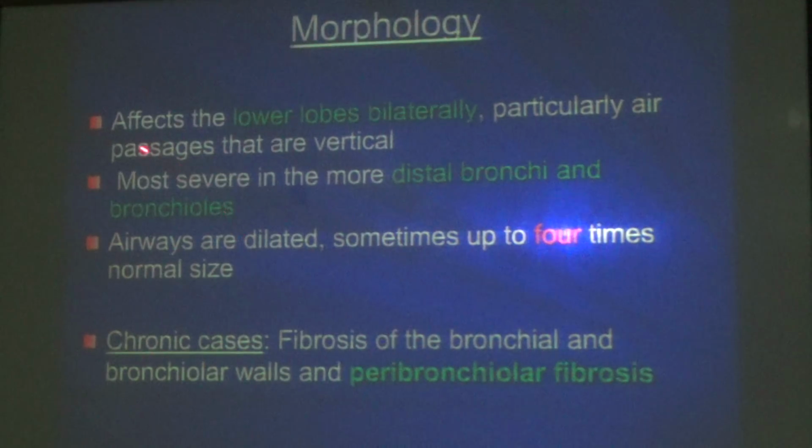Now morphology. It mostly affects the lower lobe of the lung, particularly air passages that are vertical. This is a very important point: it is most severe in the distal bronchi and bronchioles. Airways are dilated, sometimes up to 4 times the normal size. In bronchial asthma it is constricted, in bronchiectasis it is dilated. That's the difference. In chronic cases there is fibrosis of the bronchial walls, and you can see peribronchial fibrosis, outside the bronchi.